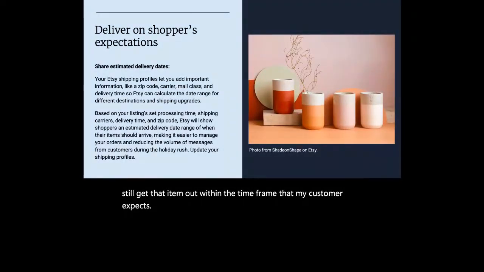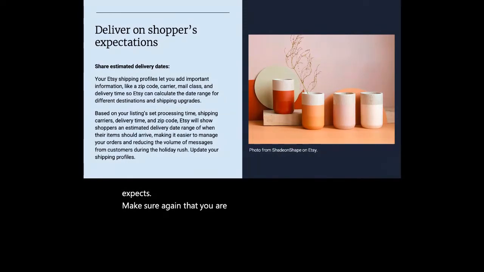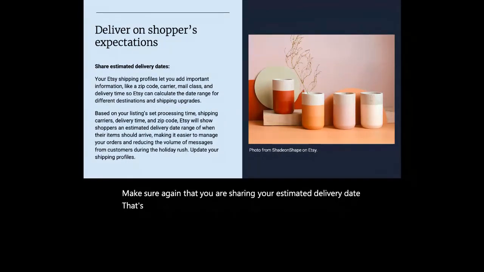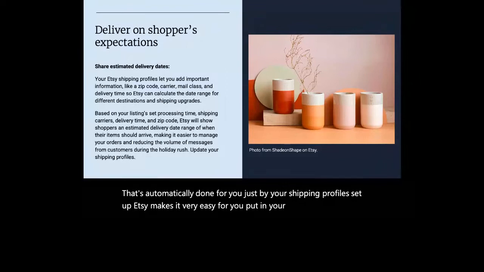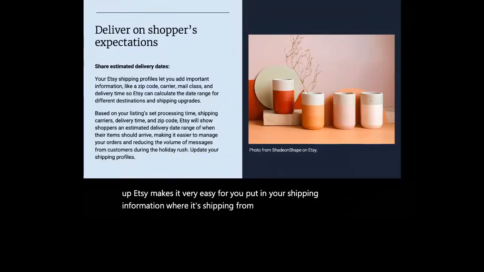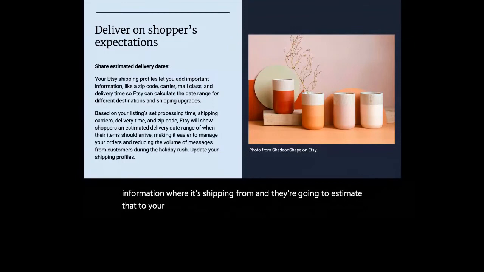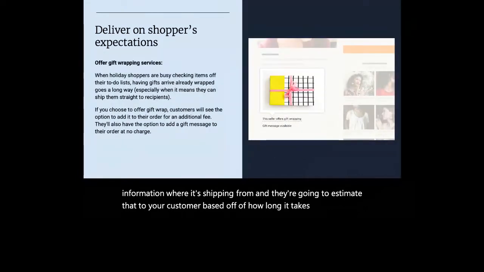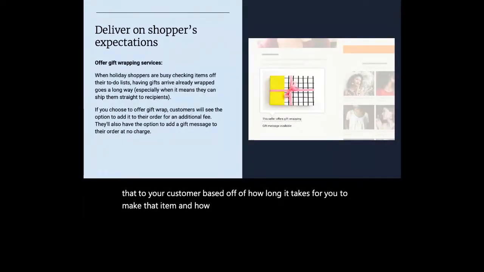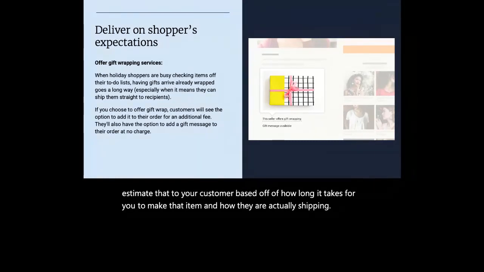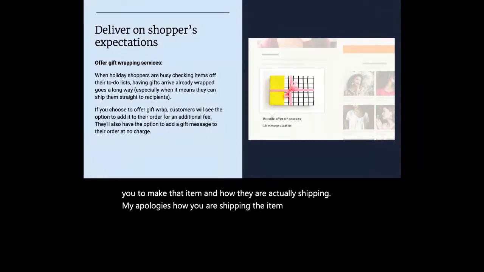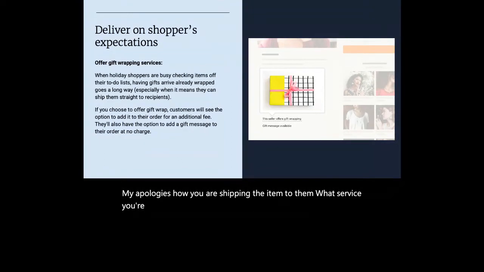Make sure, again, that you are sharing your estimated delivery dates. That's automatically done for you just by having your shipping profile set up. Etsy makes it very easy for you. You put in your shipping information, where it's shipping from, and they're going to estimate that to your customer based off of how long it takes for you to make that item and how you are shipping the item to them, what service you're using, and what speed of service, meaning whether or not it's first class or priority or express mail.